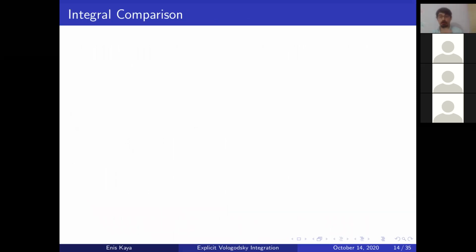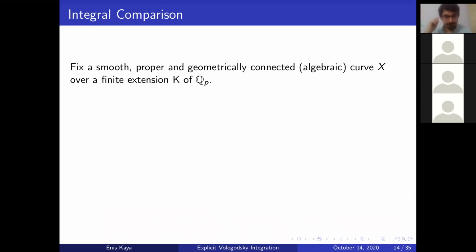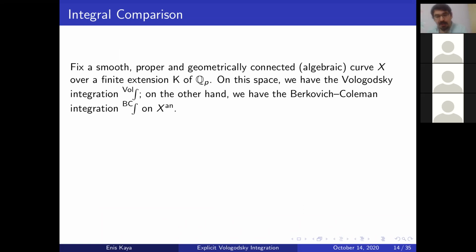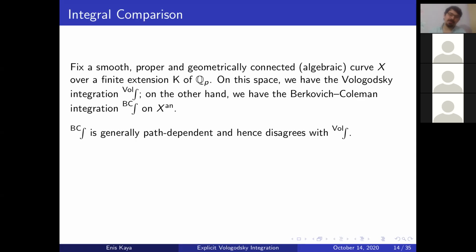Okay, so we will compare these two integration theories. Here again, we have a finite extension K of Q_p, and we fixed a smooth, proper, geometrically connected algebraic curve X over K. So this is an algebraic curve, and on this space, we have the Vologodsky integral. But we can consider the corresponding Berkovich space and the corresponding Berkovich-Coleman integral. First of all, the Berkovich-Coleman integral is generally path dependent. Just from this observation, we can say that these two are not the same in general. Hence, we have a natural question: what is the difference?